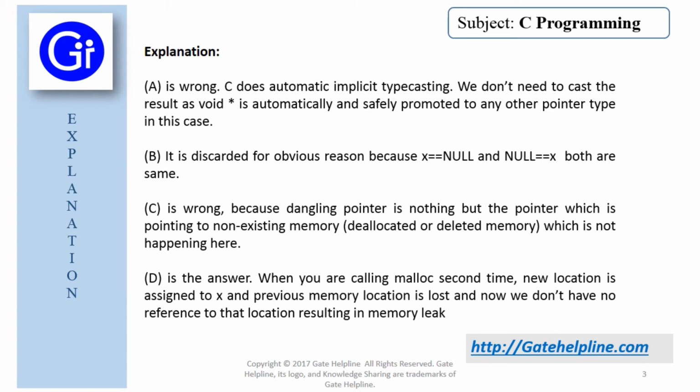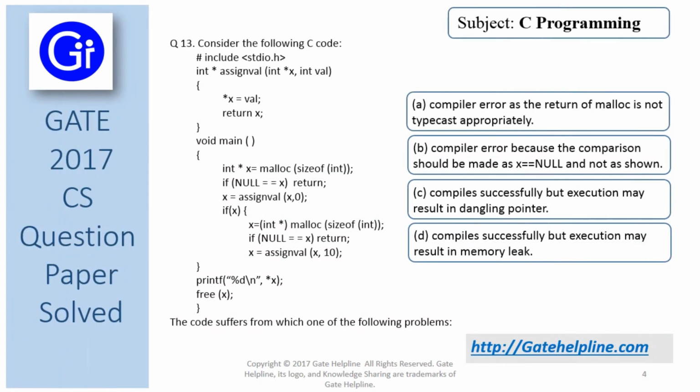Option D is the answer. When you are calling malloc the second time, a new location is assigned to x and the previous memory location is lost, and now we have no reference to that location, resulting in a memory leak. So as per our discussion, the answer to this question is option D, that is, compiled successfully but execution may result in memory leak.